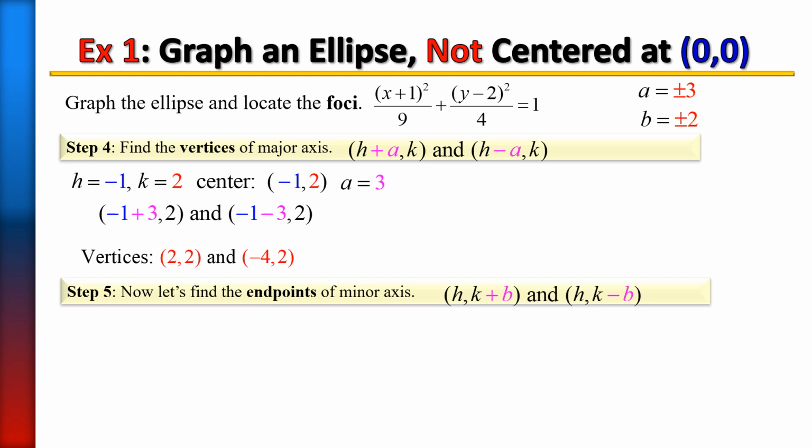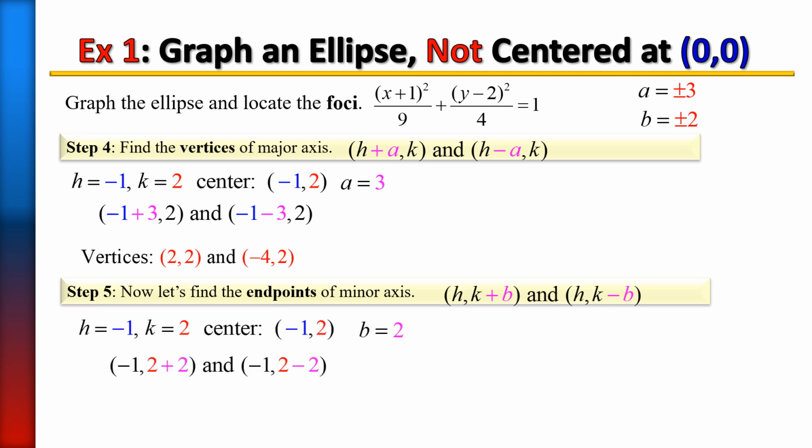Now our Y values, on the other hand, we are going to combine with B's value. So if our Y value is 2 and B is plus or minus 2, it'll be 2 plus 2 and then 2 minus 2. Once we plug that in, our new Y value for the first one will be 4. For the other one, our Y value would be 0. So putting it together, the endpoints for the minor axis would be -1, 4, and -1, 0.